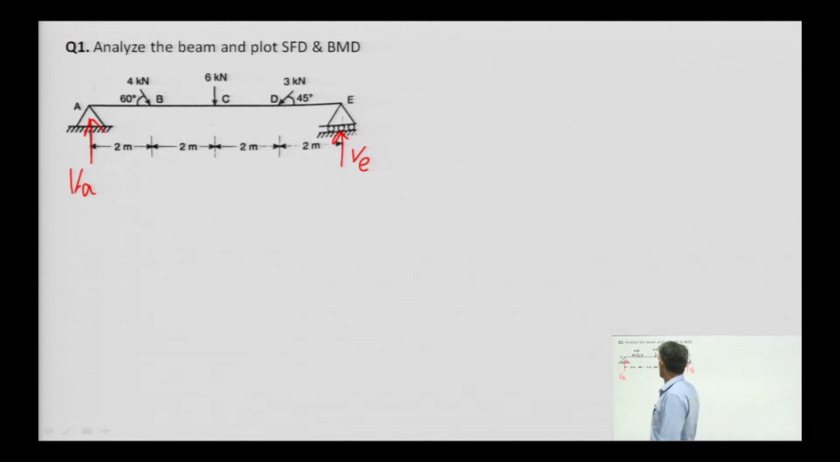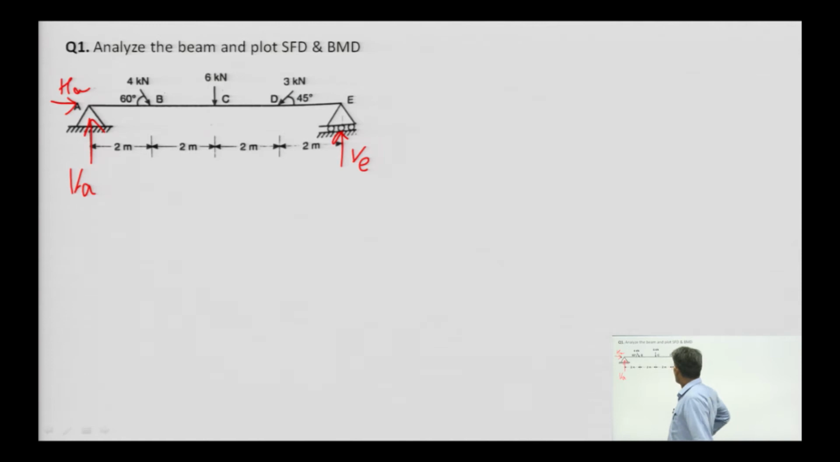Loads: two inclined forces. One 6 kilonewton is vertical, 4 kilonewton is inclined at an angle of 60 degrees, and the 3 kilonewton load is inclined at 45 degrees. It means at the hinge we cannot neglect the horizontal thrust. So HA will be there also. If all forces were vertical, then the HA value would be 0, but here HA will be there.